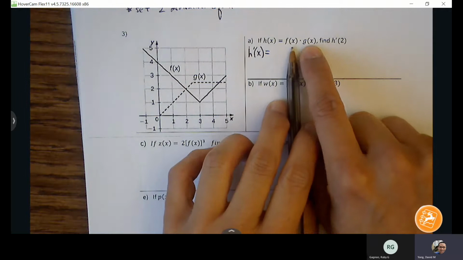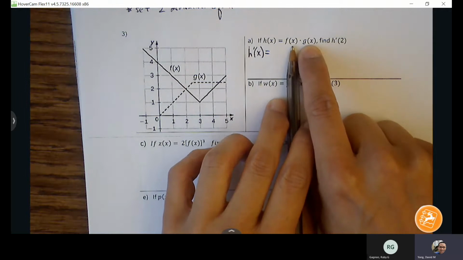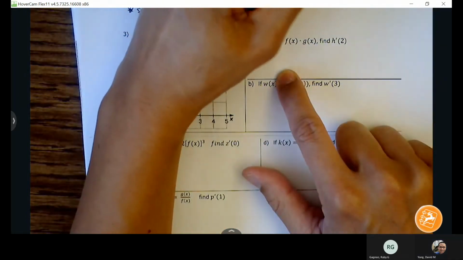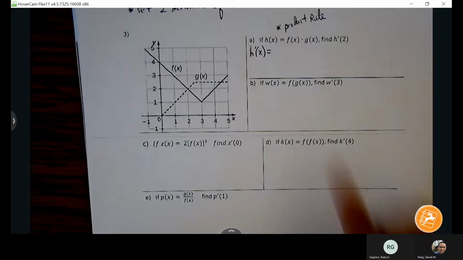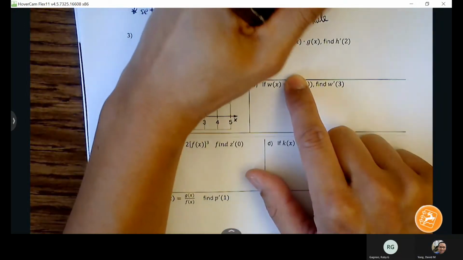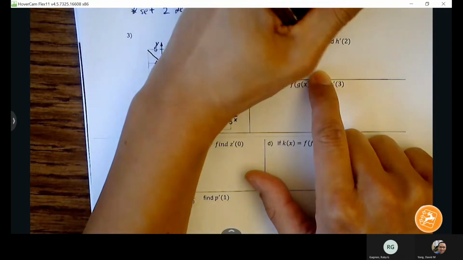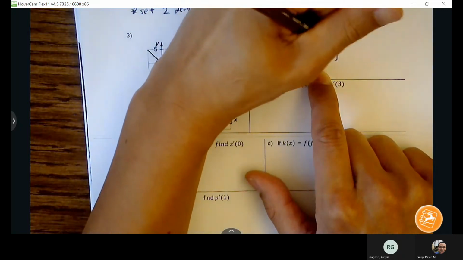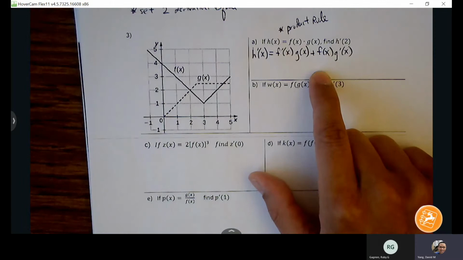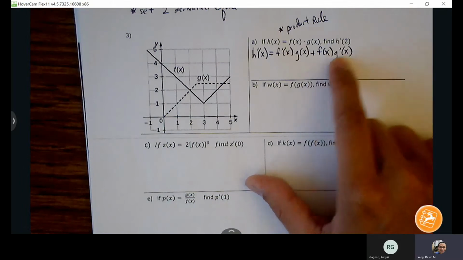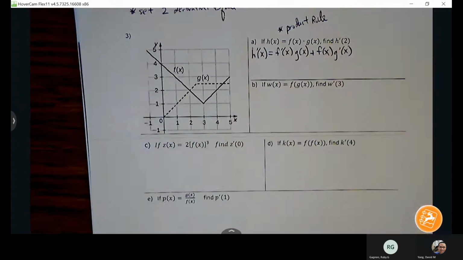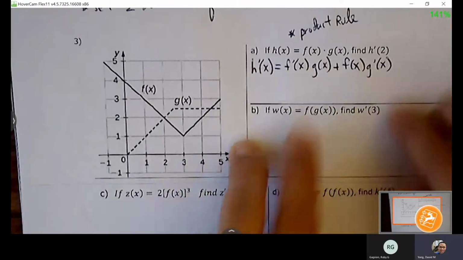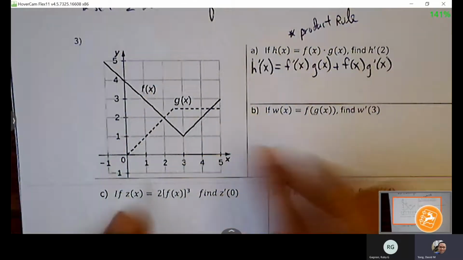Okay, so like you said, this is product rule because of the way that this problem is set up. f prime g plus f g prime. Now what can we do? Now that I have the derivative, what's next? Now I can involve the 2, right? So 2 goes in for all the x's.